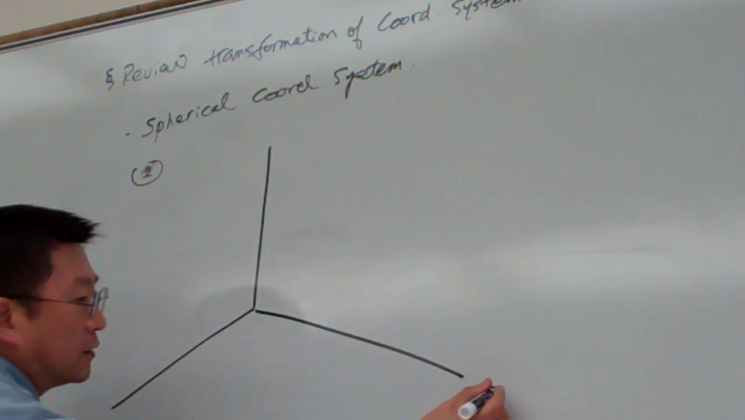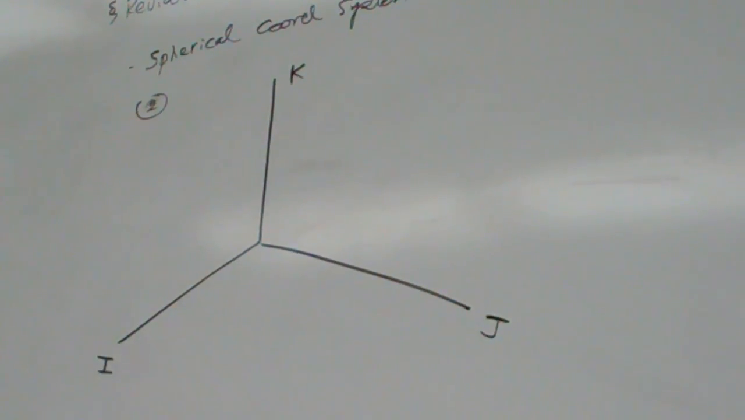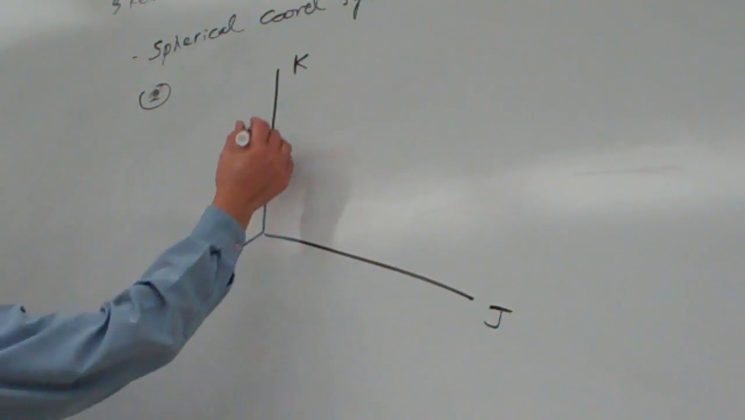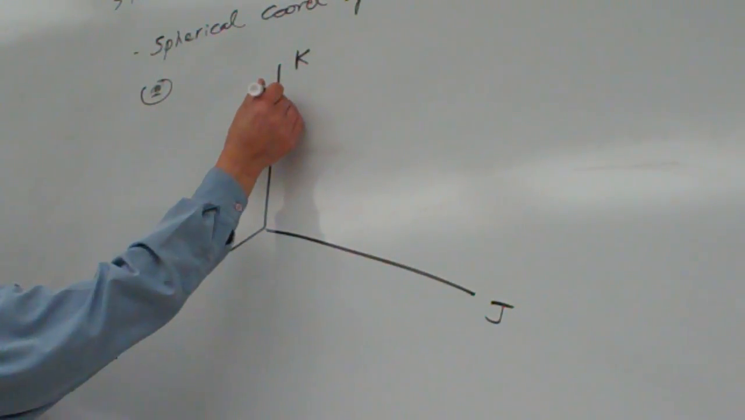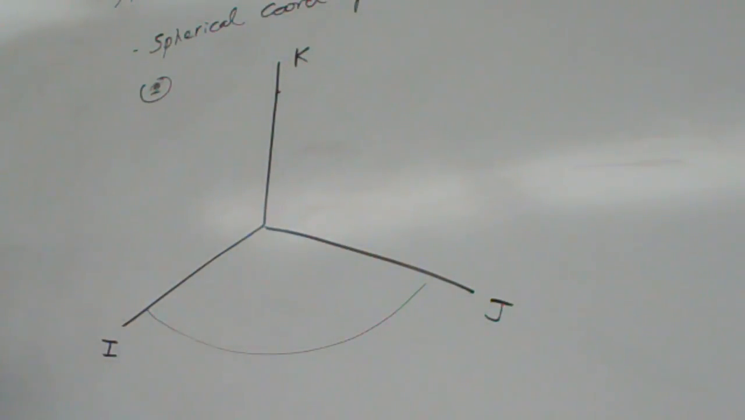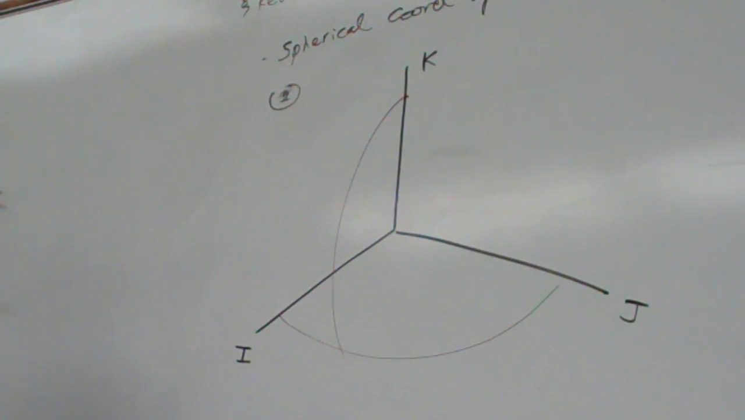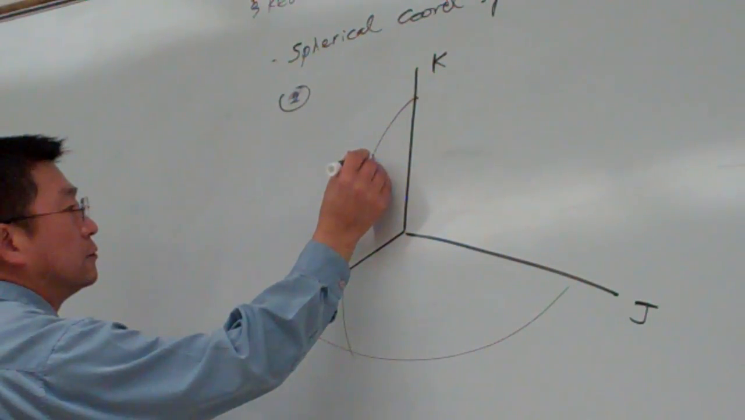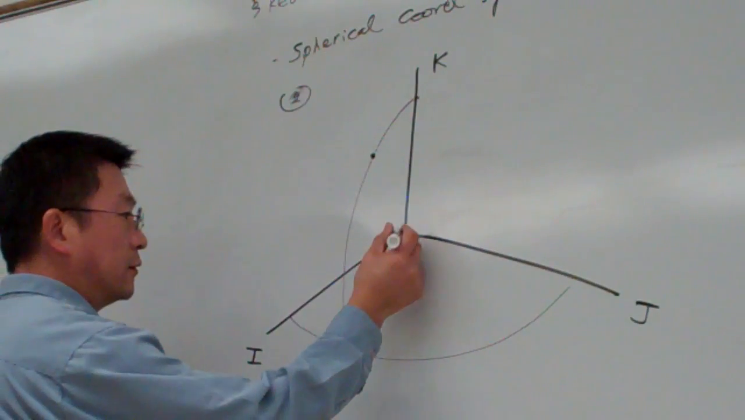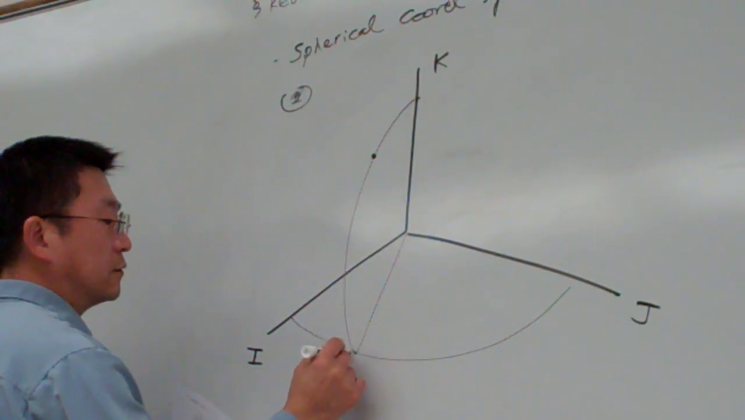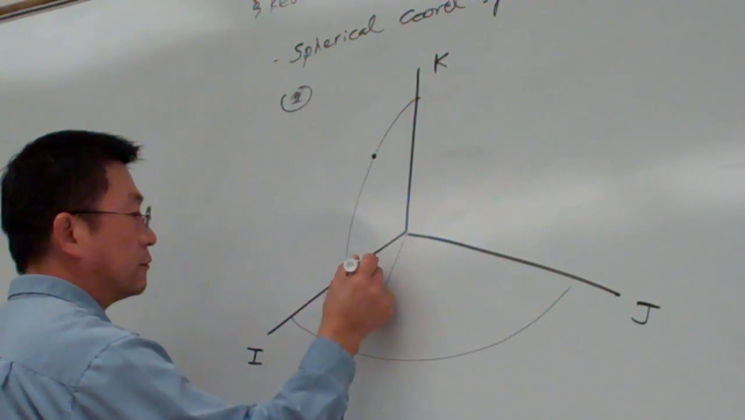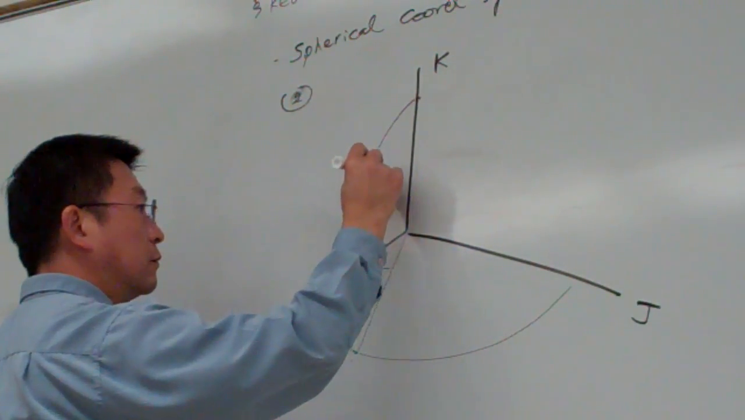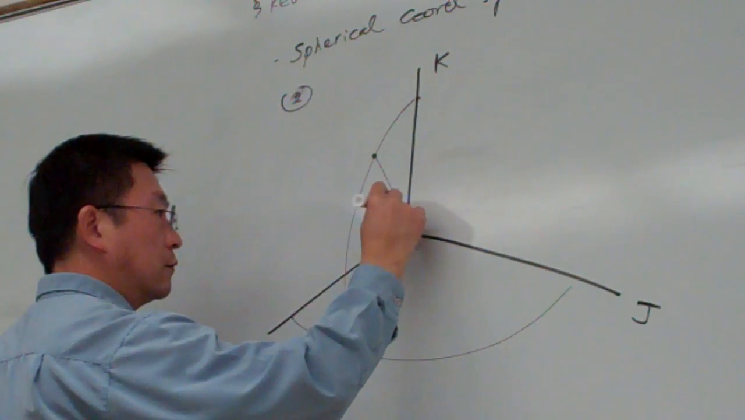So again, this is IJK. I might have different symbols, bear with me. Here is the spherical system. So this is a piece of the equatorial plane, for example, and then here is one piece here. So this is a point, and let me define this as theta, and this as B.